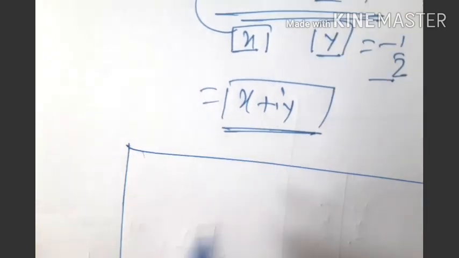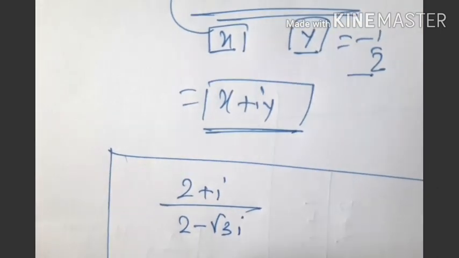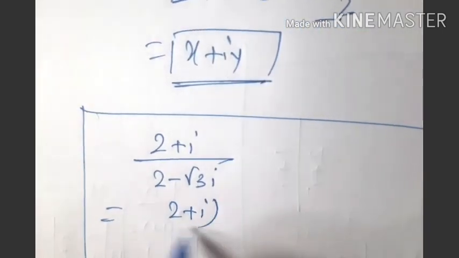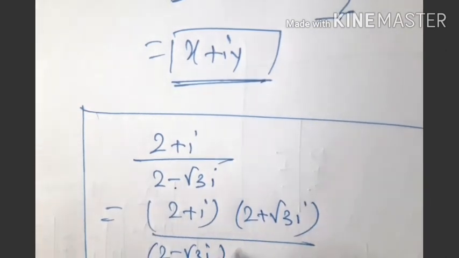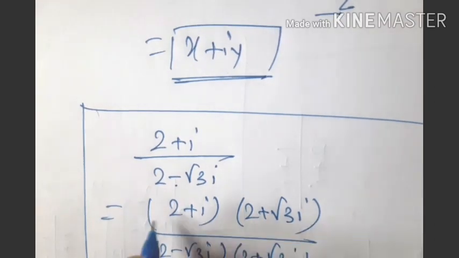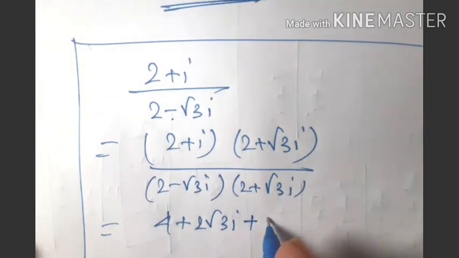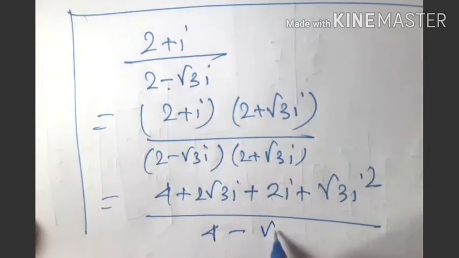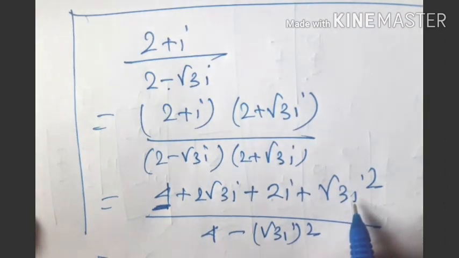Similarly, by using the same process, I am taking another problem, that is 2 plus i by 2 minus root 3 i. Again you have to multiply by the conjugate of the denominator. That is 2 plus root 3 i, because it is minus here. So 2 minus root 3 i into 2 plus root 3 i. Multiply the numerator first: 4 plus 2 root 3 i plus 2i plus root 3 i square, divided by 4 minus root 3 i whole square. In the numerator, i square means minus 1, so it will be minus root 3.